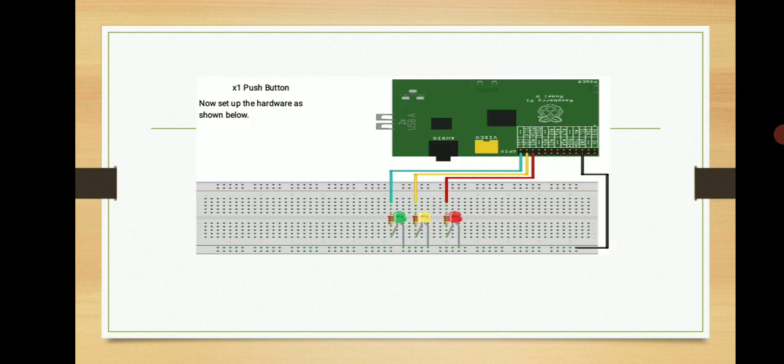As you can see, set up the breadboard as shown below. As you can see, it is connected to the green LED, yellow LED, and red LED.